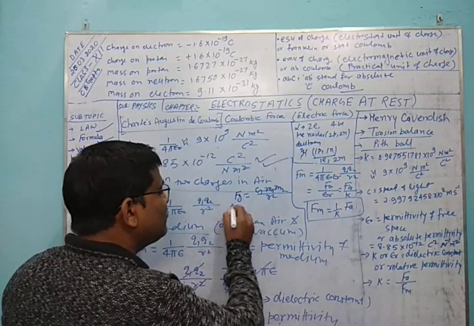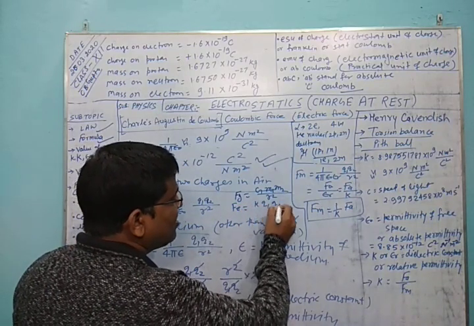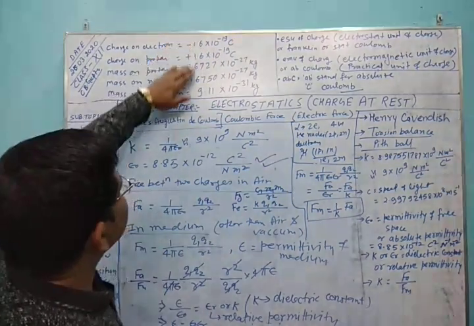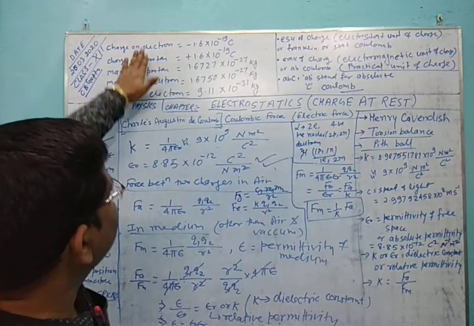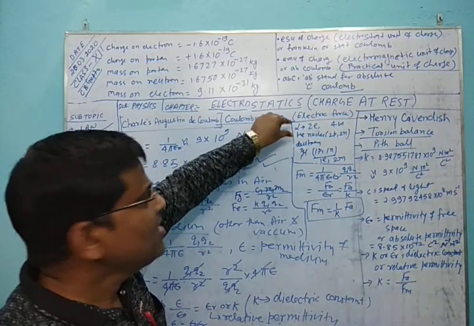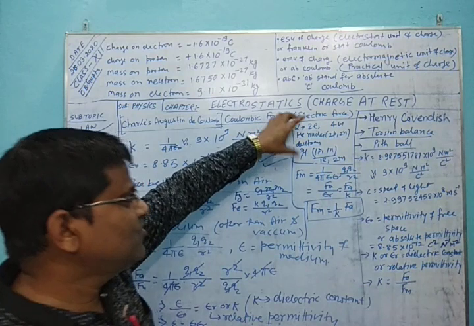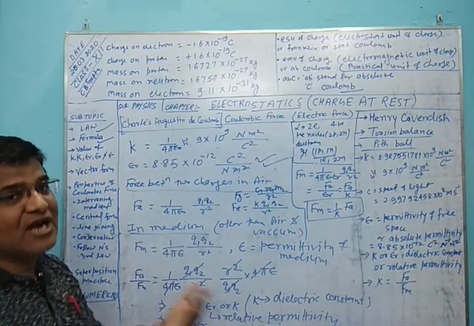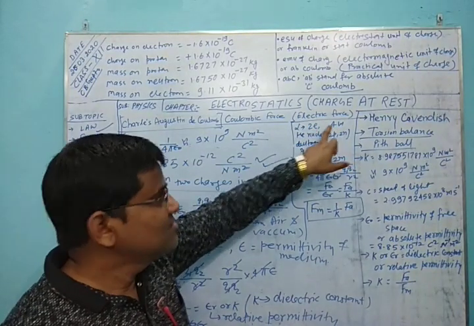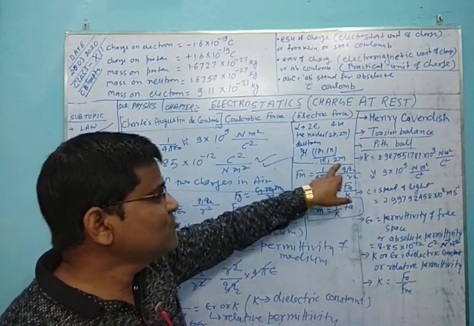Gm1m2 by r square. And if you want to find the electric force, then use kq1q2 by r square. That's why I have written here the value of mass and the value of charge. Here are 2 important particles, alpha particle and neutron. Many times questions are asked in competitions also, what is the force between them and the charge mass ratio. Charge mass ratio is what? The ratio of charge and mass. Charge is 2 and mass is 4, so 1:2, and here it is 1:2 also.